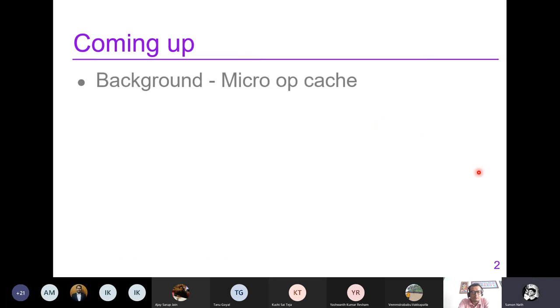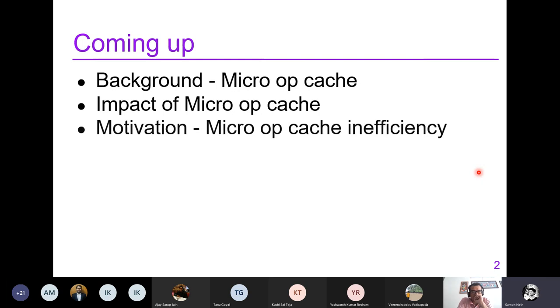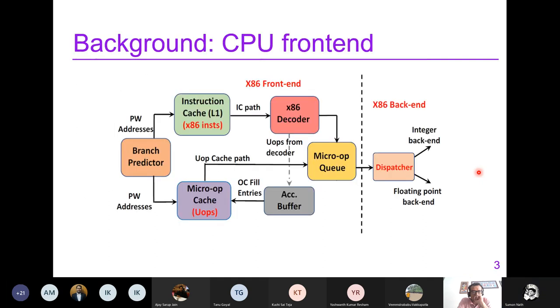So this is the plan of the presentation. First, we'll have a look into the background of what micro operation caches are and a bit of internal details. And then we look at the impact of micro operation caches on performance and power reduction. And then we'll motivate the problem, like what is the problem with these micro operation caches, the inefficiencies. And then we'll move into the solutions proposed by the paper. And finally, we'll conclude.